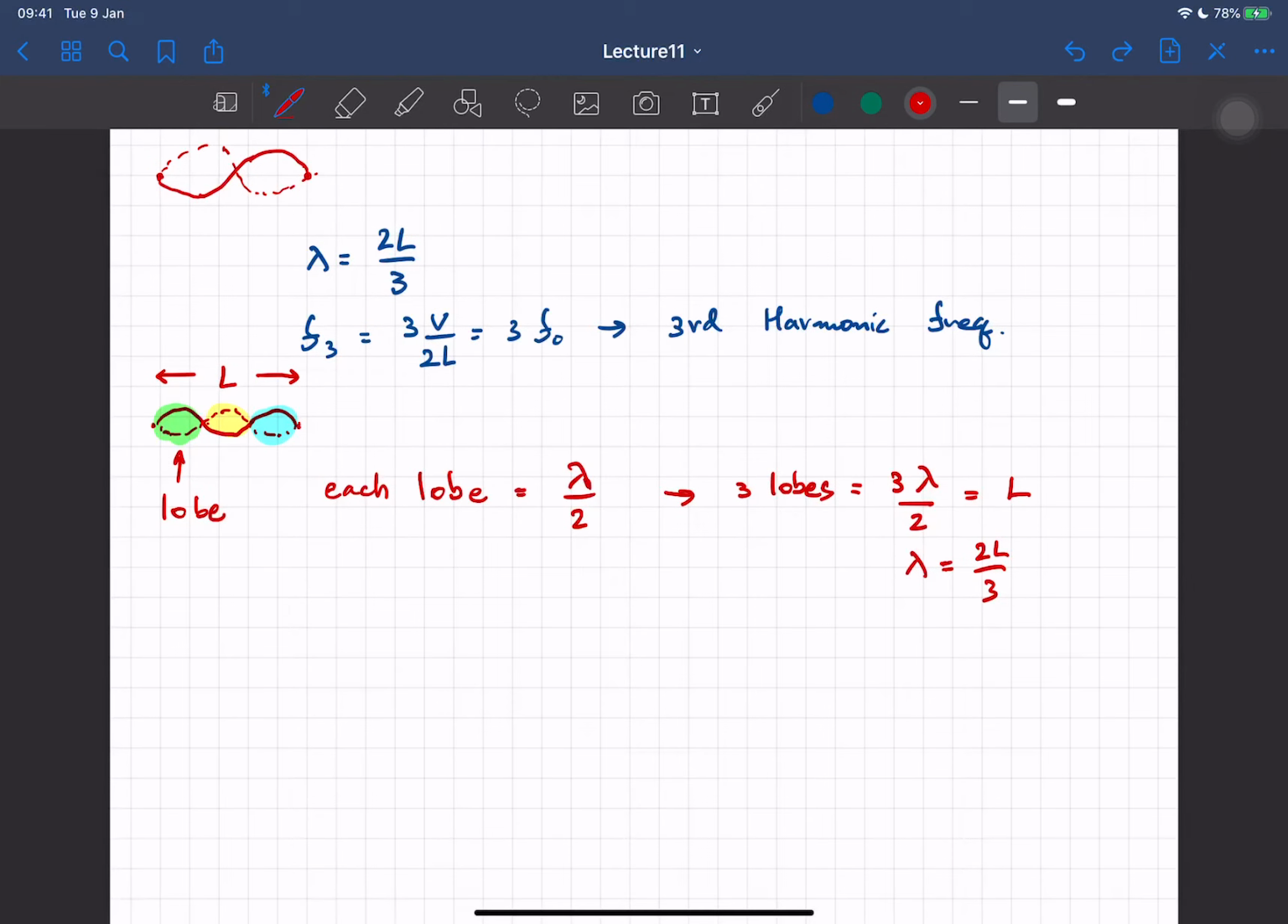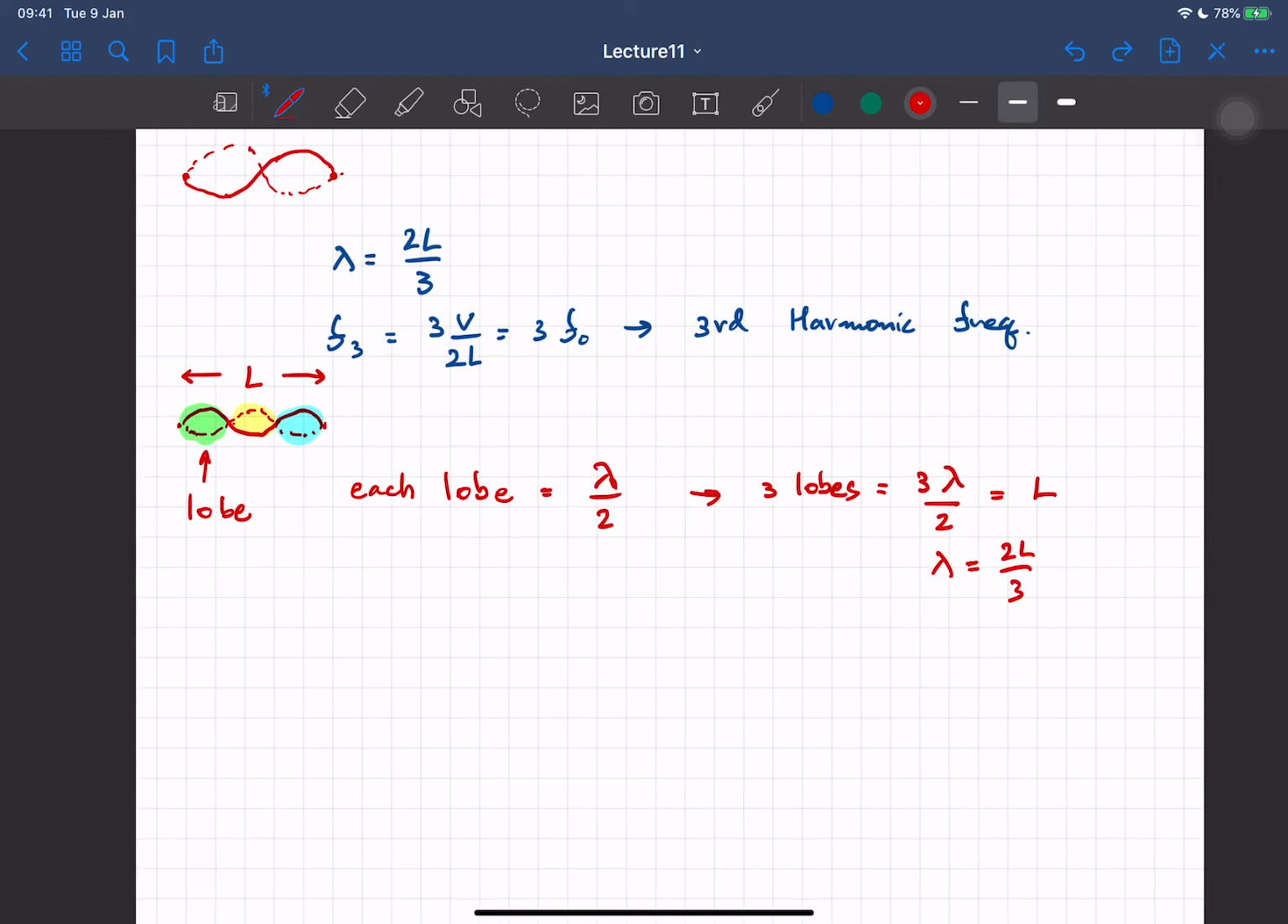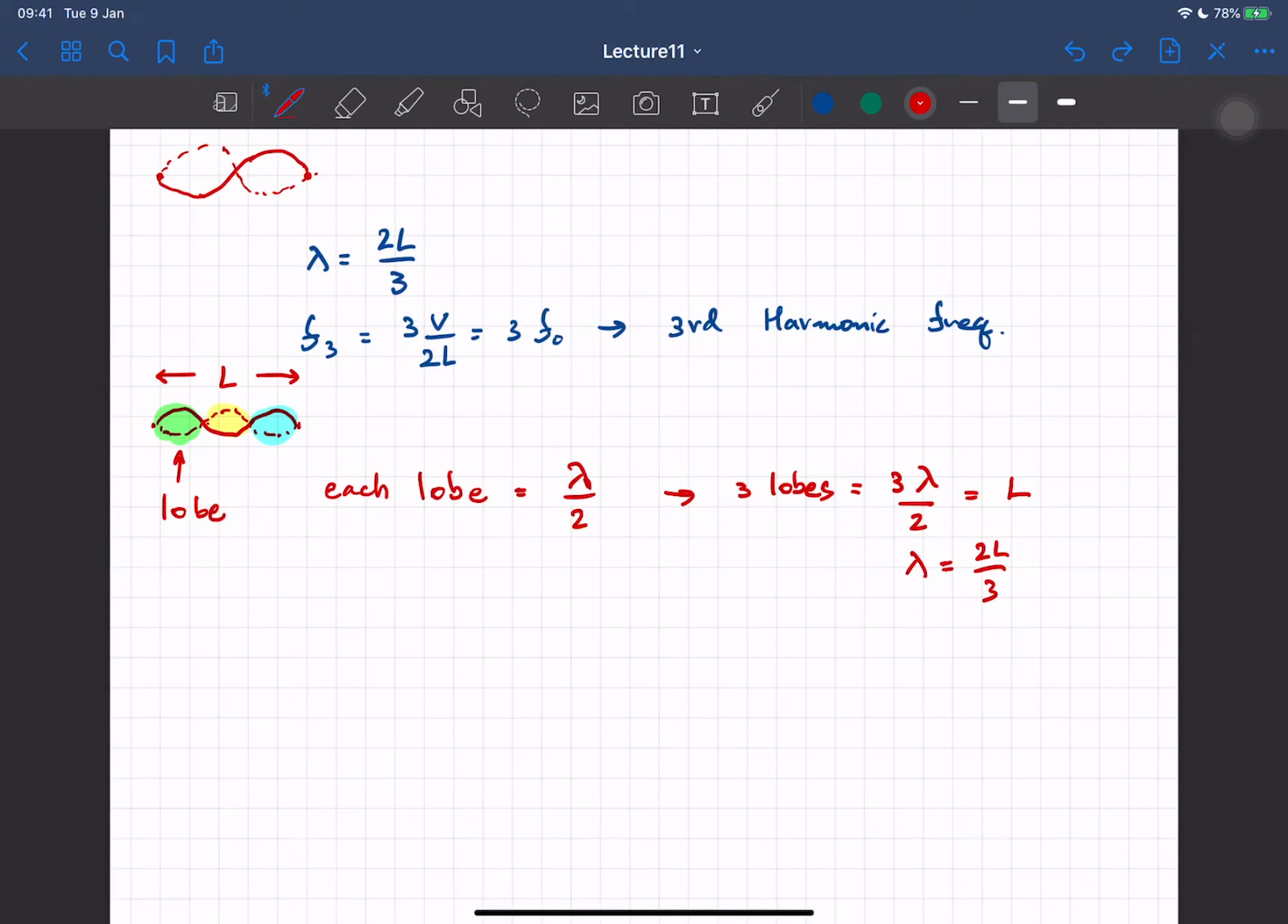So if you have a different condition, for example, you might have the 4th frequency, and the standing wave looks like this. So how many lobes do we have here? We have 4 of them, right? 1, 2, 3, 4, and the whole length is still L.